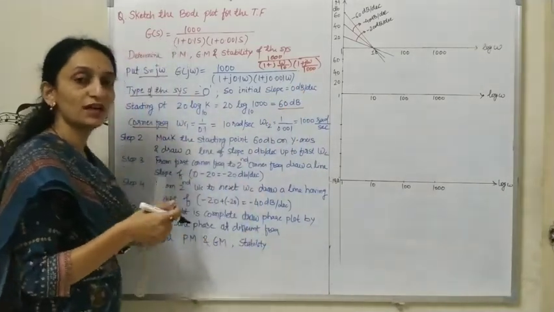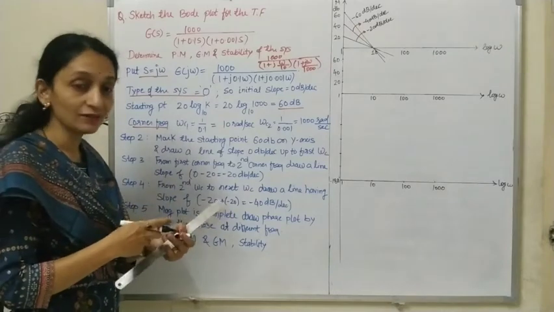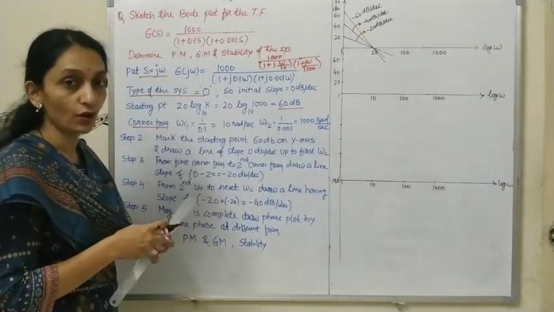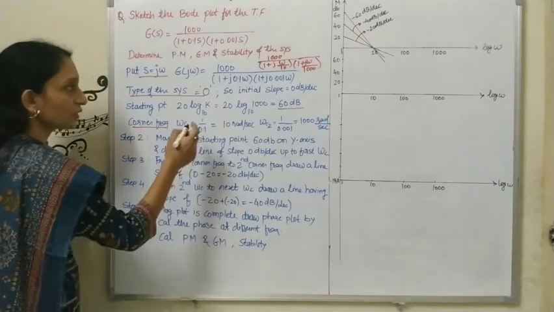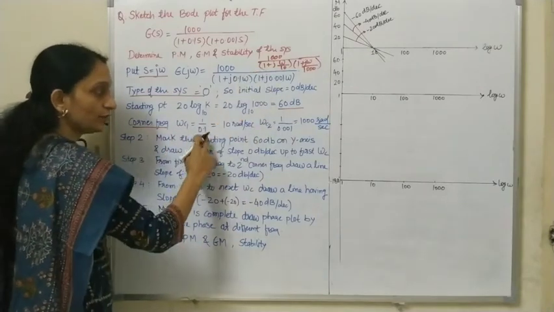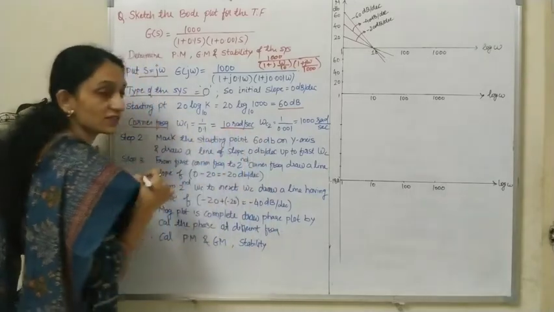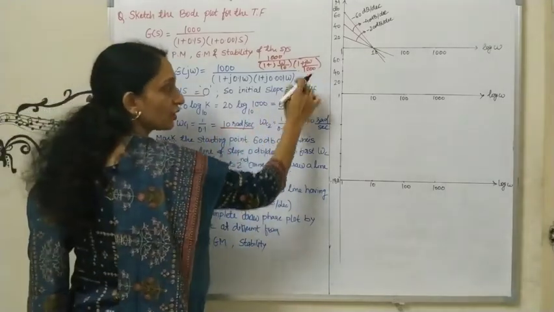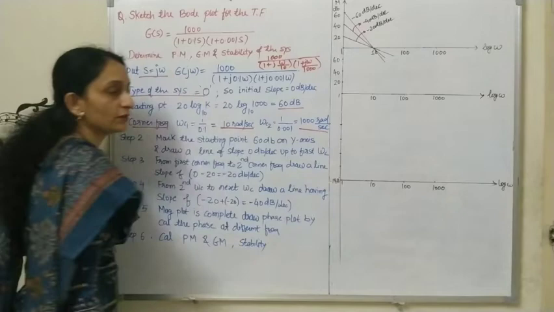Because I told you that you need to arrange the corner frequencies in increasing, that is ascending, order. Okay, so look at this. Accordingly, I have calculated omega C1 as 1 by 0.1. So I got the first corner frequency as 10 radian per second. The second corner frequency will be 1000 radian per second.